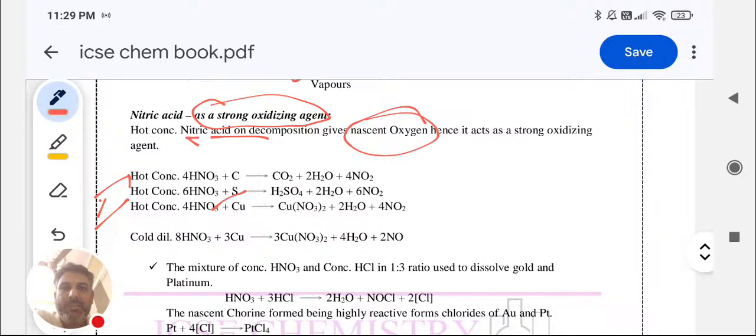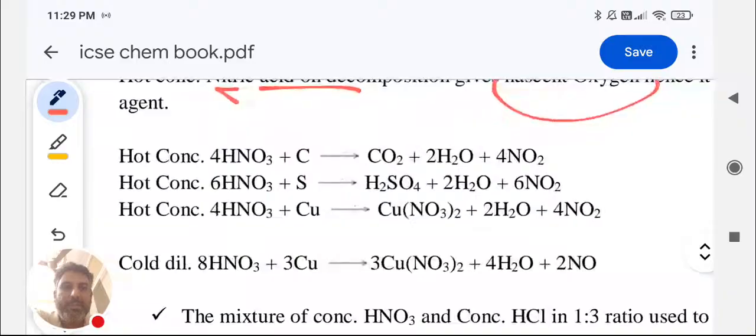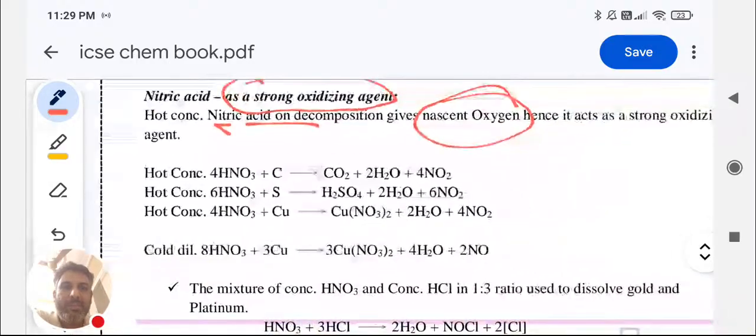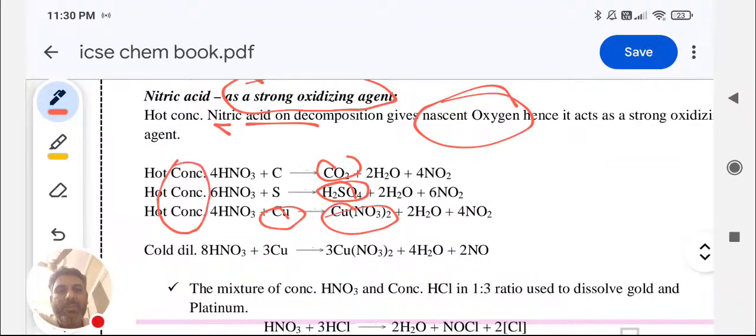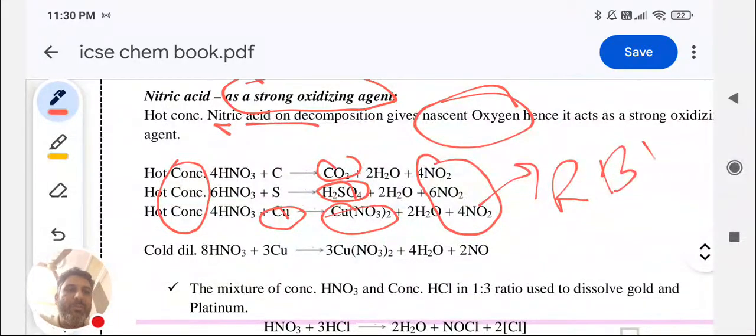When you treat nitric acid with carbon, the carbon will be oxidized to give carbon dioxide. Sulfur will be oxidized to give sulfuric acid, and copper is oxidized to give copper nitrate. In all these cases, since you are using concentrated nitric acid, you will get nitrogen dioxide as a product. The observation will be reddish brown vapors.